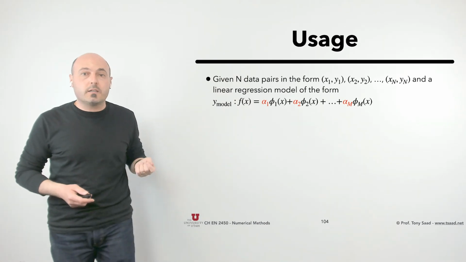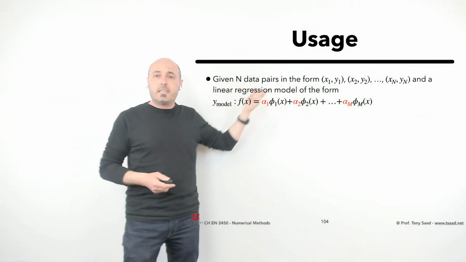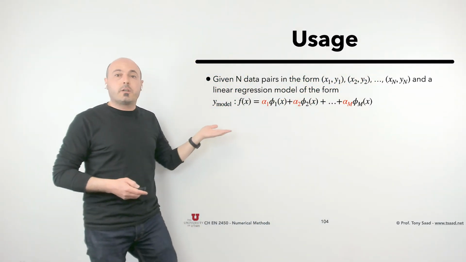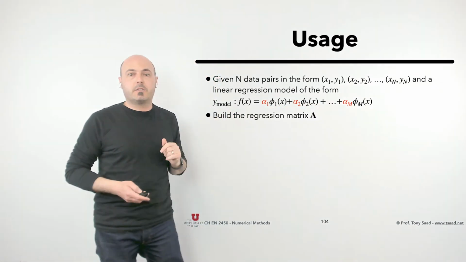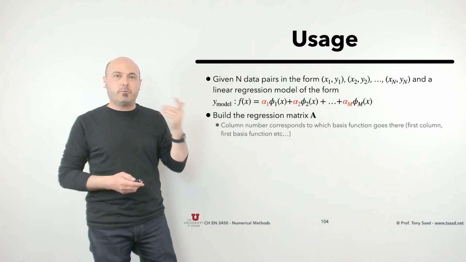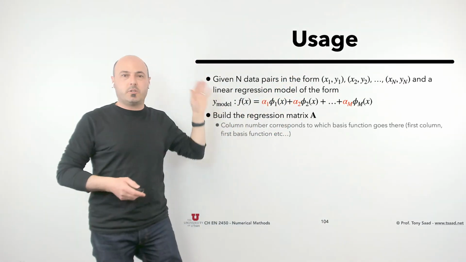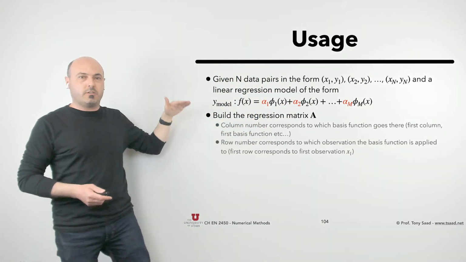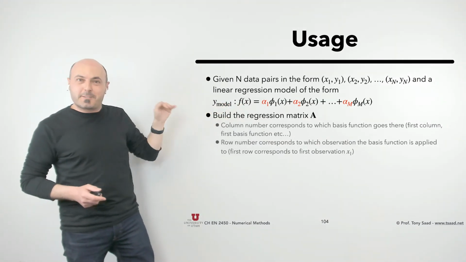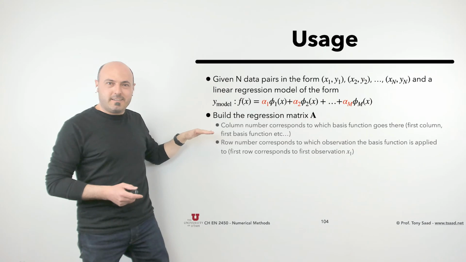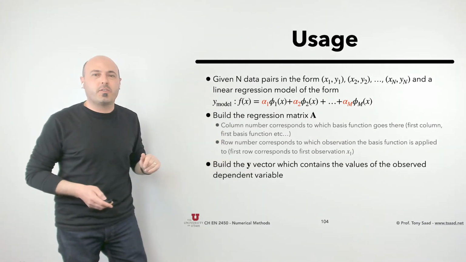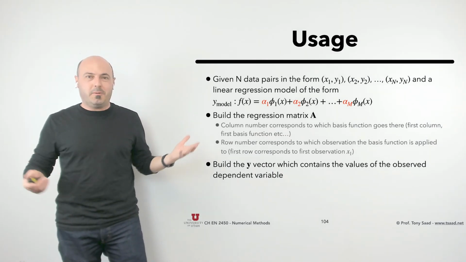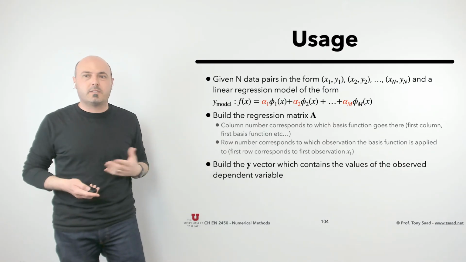The way you use it is as follows. Given n data pairs of the form xi, yi, so x1, y1, x2, y2, and so on, and a linear regression model of the form, this guy with m basis functions, build the regression matrix A, just like we showed. The columns correspond to which basis function, first column basis function 1, second column basis function 2, and so on. And the rows correspond to the observation. First row is the basis functions applied at observation 1, and the second row applied at observation 2, and so on and so forth. And then build the y vector, which is simply the observed dependent variable that is coming in as an input to you.